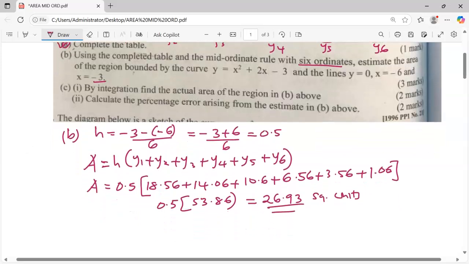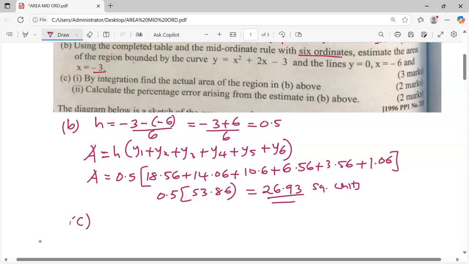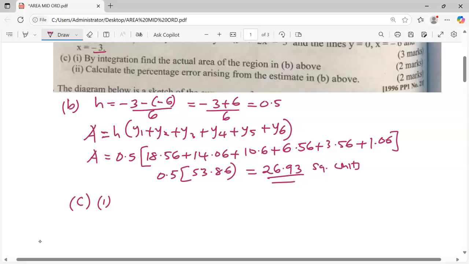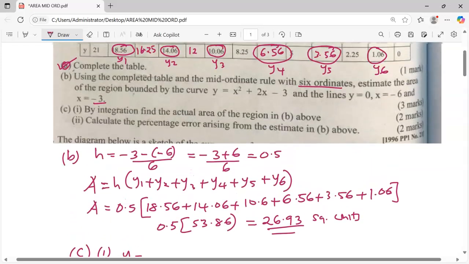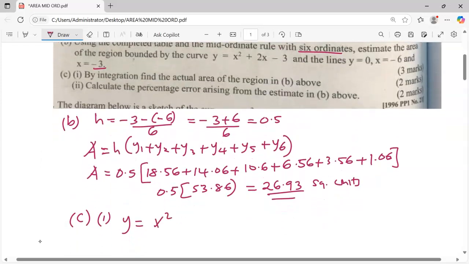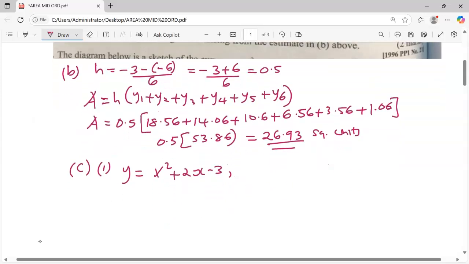That is part B done. Then we move to part C, Roman 1. By integration, find the actual area of the region in B above. Remember, the function we have is y is equal to x squared plus 2x minus 3, and we are supposed to find the region bounded by the value of x between -6 and -3. So the exact area is obtained by integration. So we are going to integrate each part independently.